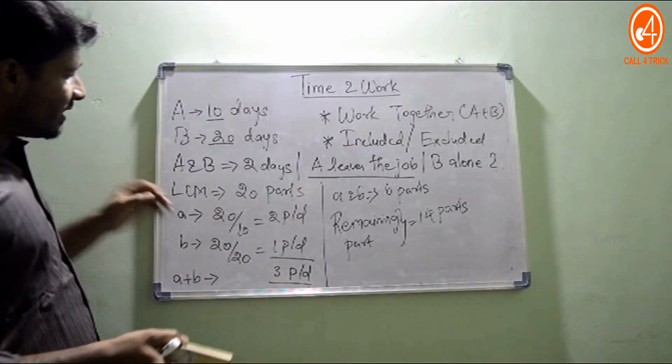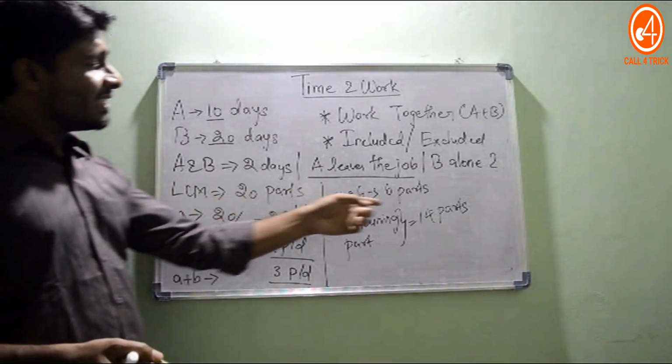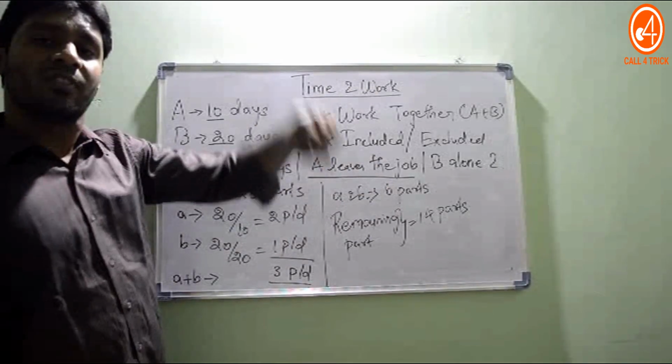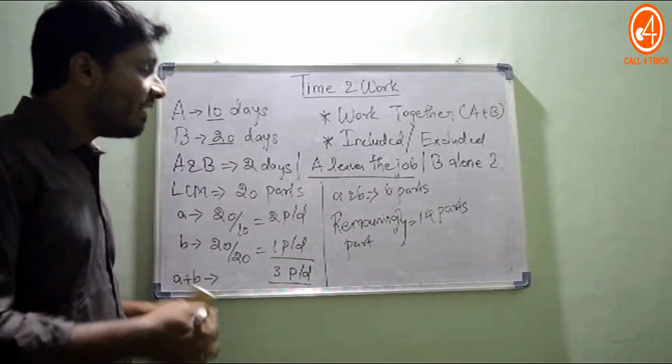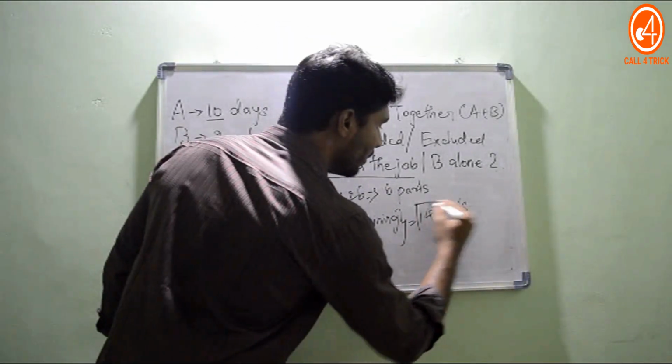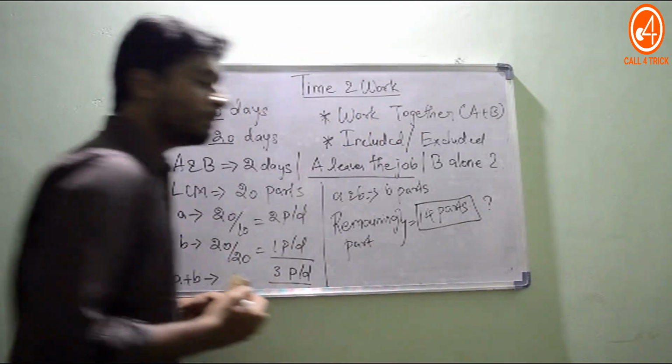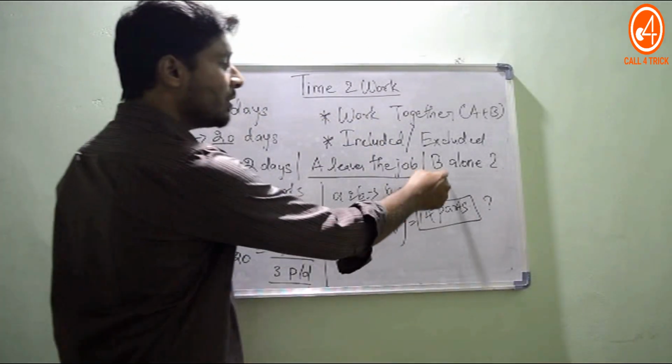Got it? And here it is 20 works. Out of this 20, 6 have already been completed. So the remaining work will be 20 minus 6, which is 14 works. Again, this 14 works is done by which person? Who is actually doing these 14 parts of work? The question says B alone does the remaining part of work.